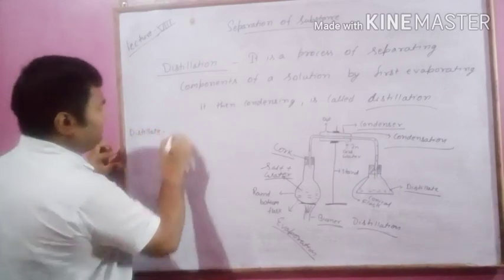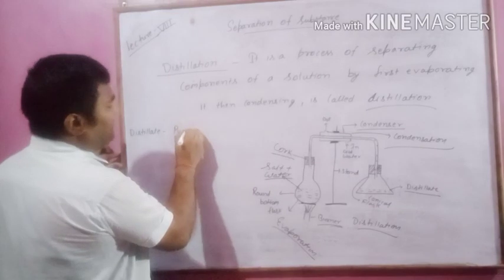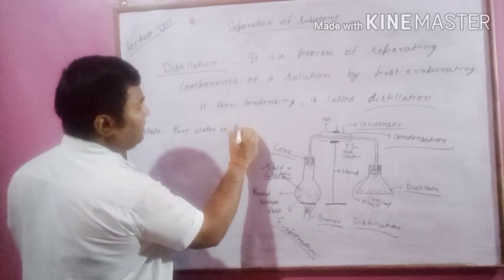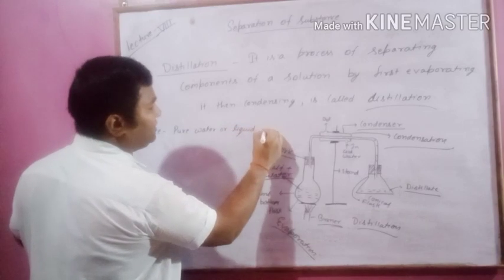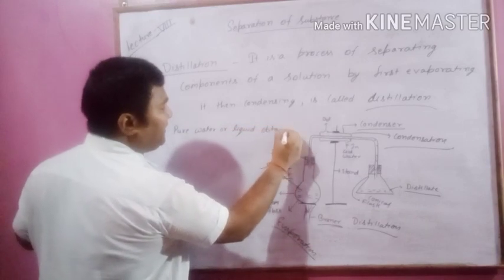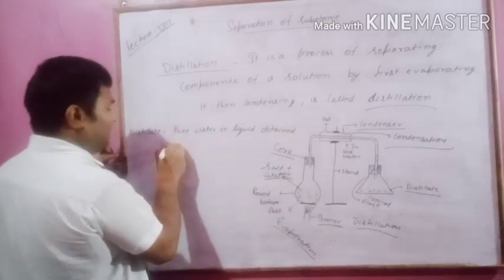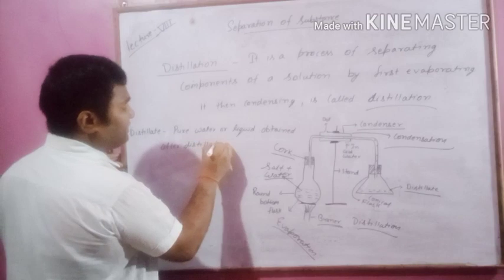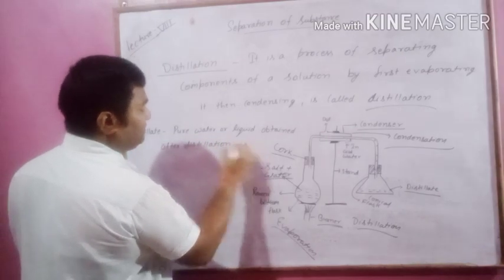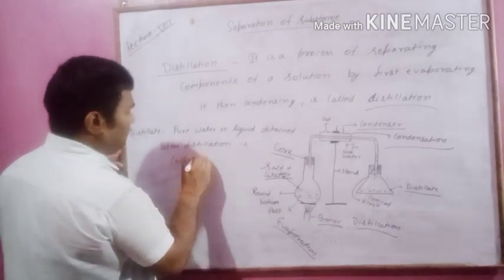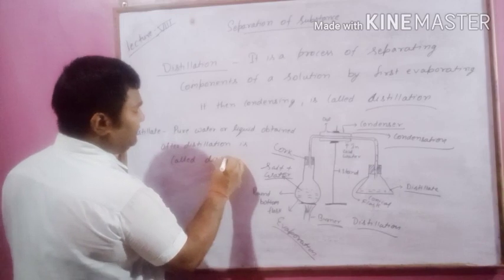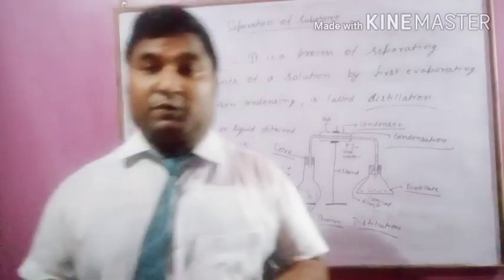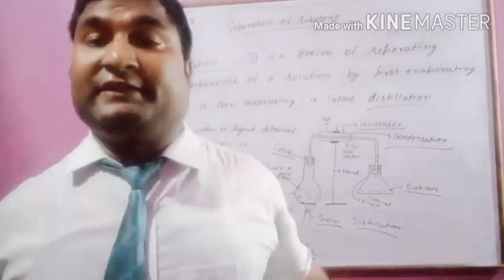Distillate. Pure water or liquid obtained after distillation is called distillate. So this is the process of distillation.